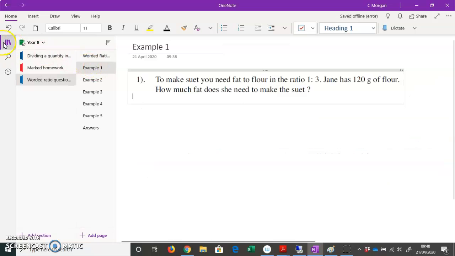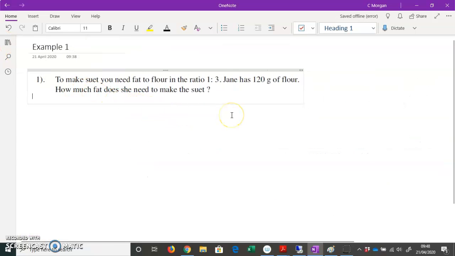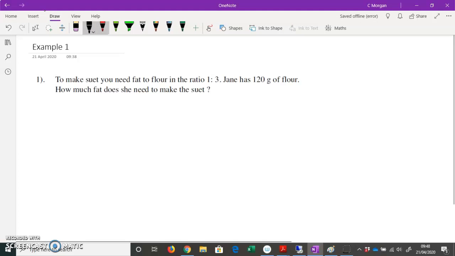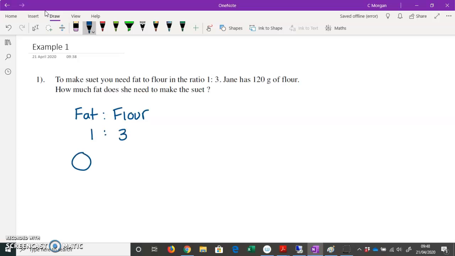Okay, hopefully you've had a chance to have a go at the first question. And in this question, we've got to read it very carefully. It says to make suet, you need fat to flour in the ratio 1:3. So I think I might start this question by writing that fat to flour is in the ratio 1:3. So I know that 1 part is fat and 3 parts are flour.